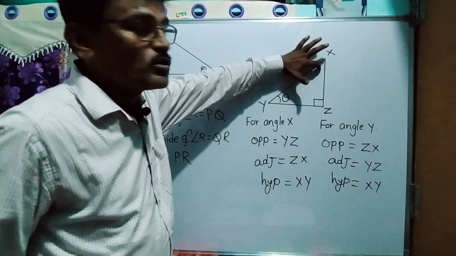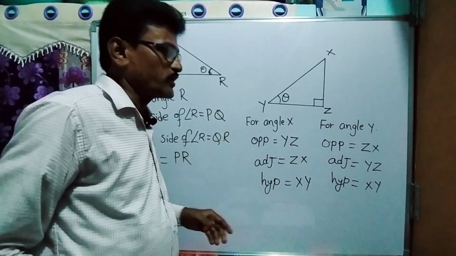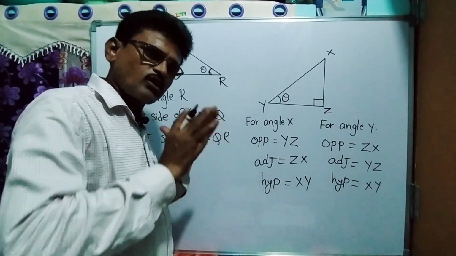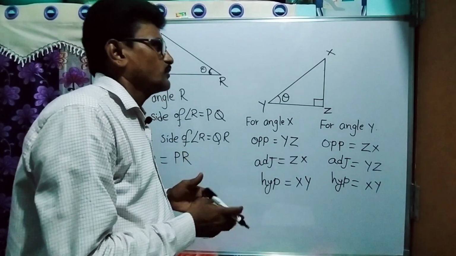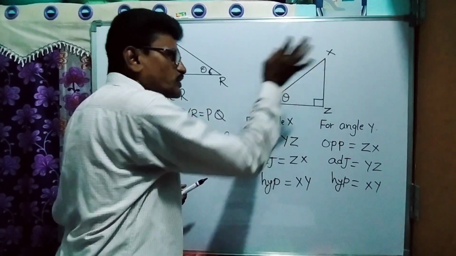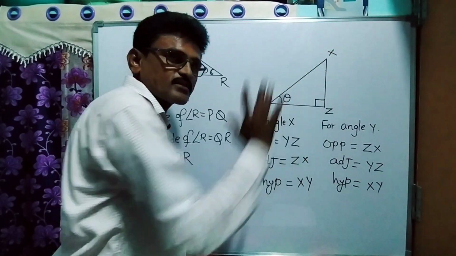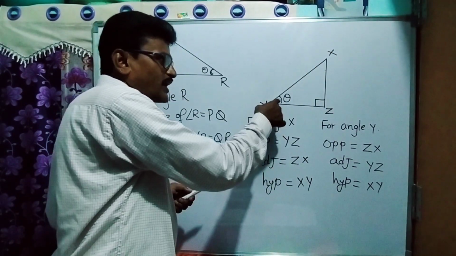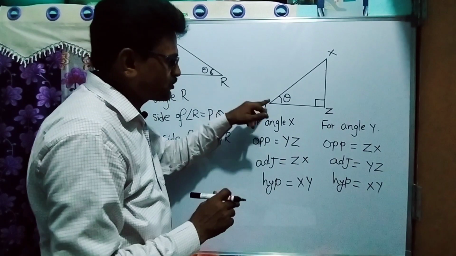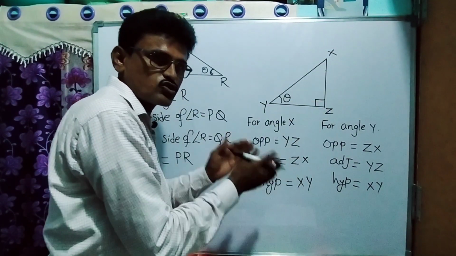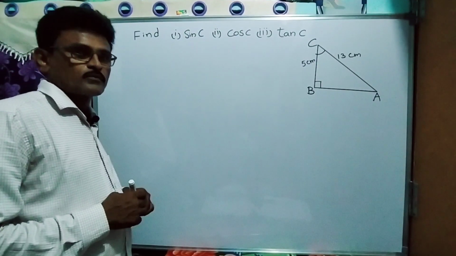With respect to angle X, hypotenuse is XY. Now with respect to angle Y also, hypotenuse is XY. Hypotenuse means always opposite to 90 degrees. Now with respect to this acute angle, YZ is opposite and XZ is adjacent. If you take angle Y as the acute angle, with respect to this angle, opposite is ZX and adjacent is YZ. These two are interchanging.